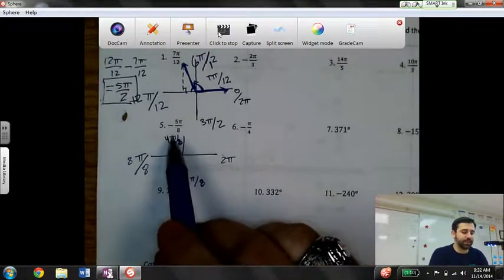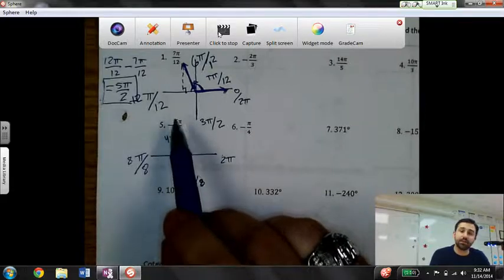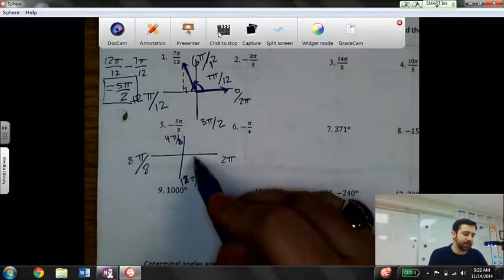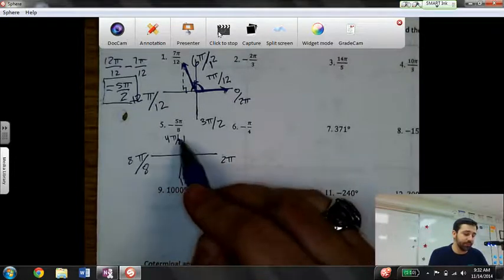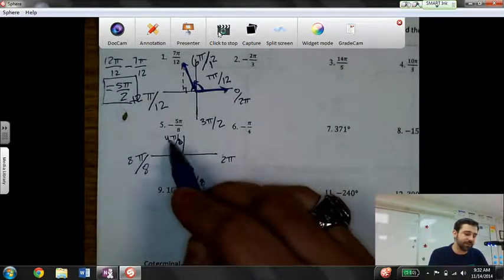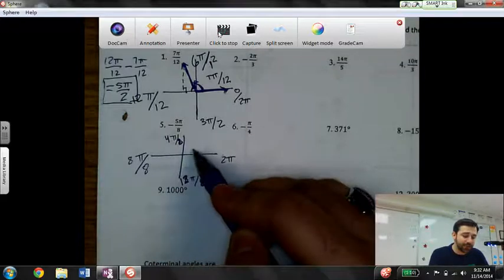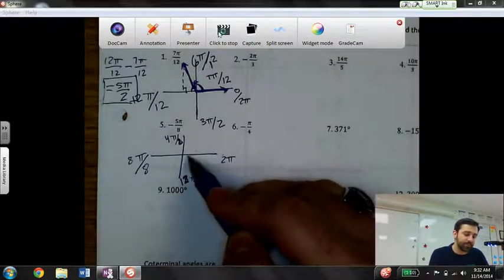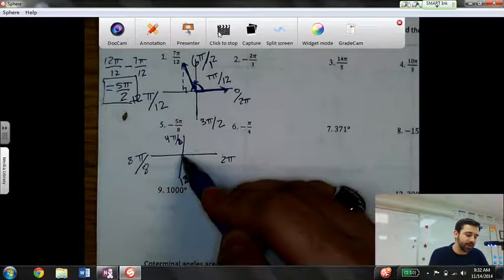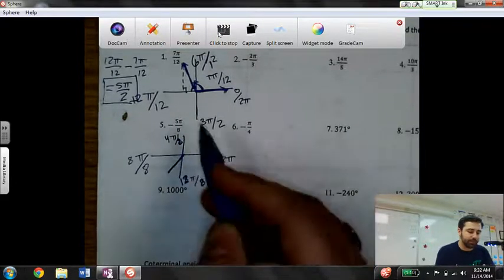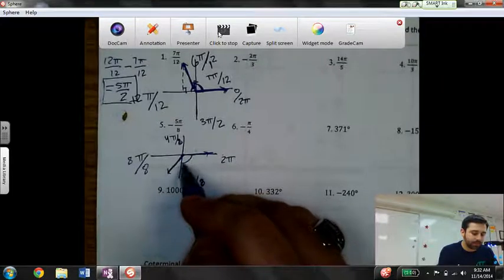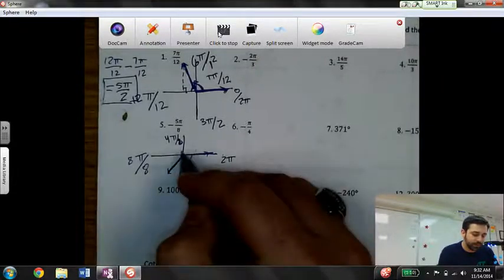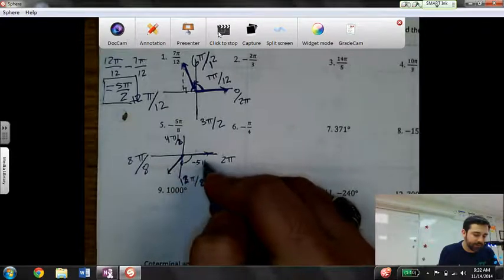So notice here I have the -5 over 8. So instead of going in a positive direction, I'm going to be going in a negative direction. So if this measure here is 4 pi, we know 5 pi is going to be a little bit past the 4 pi. However, it's in the negative direction. So if I'm starting from my initial side, moving in the negative direction, I'll end with a terminal side in the third quadrant. And once again, I need to mark my angle measures with an arrow and then label that this is -5 pi over 8.